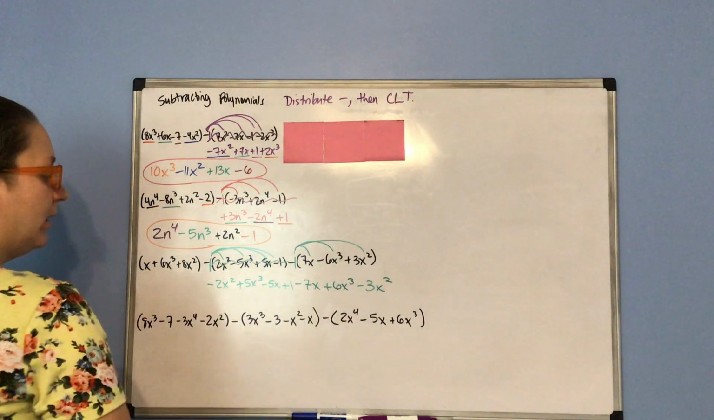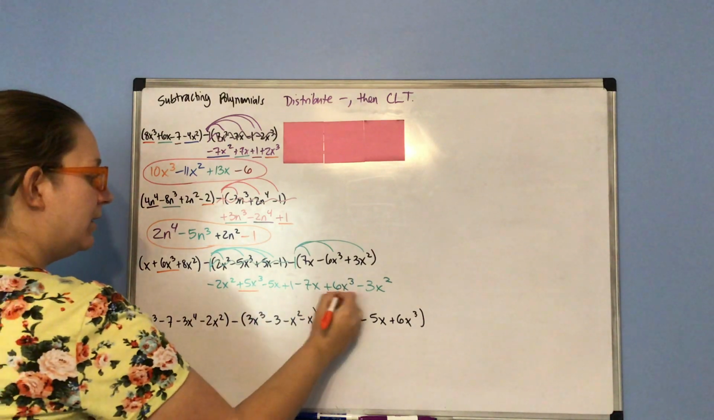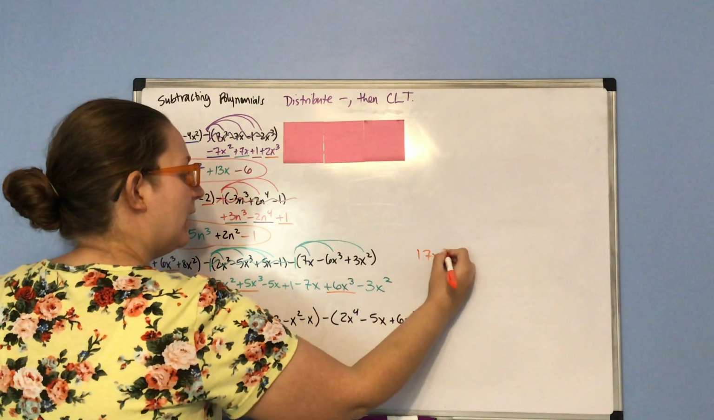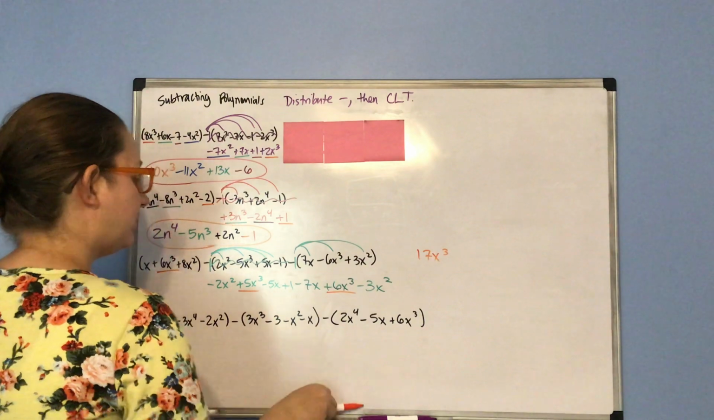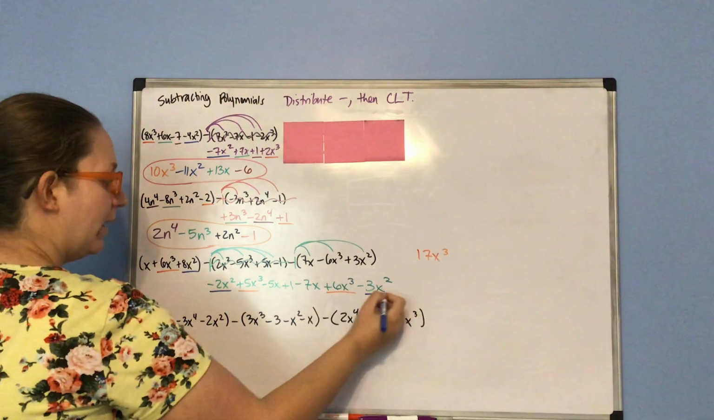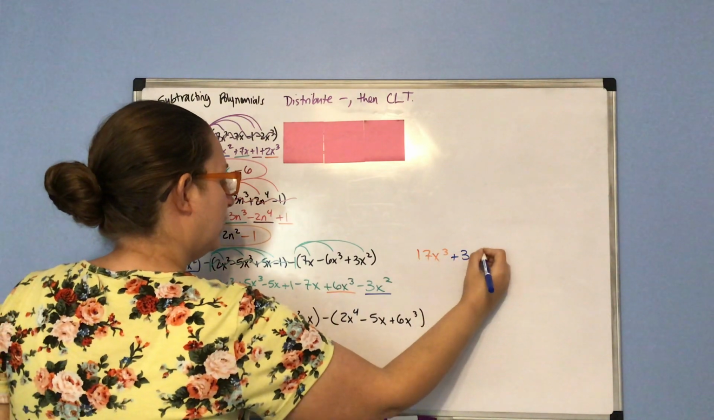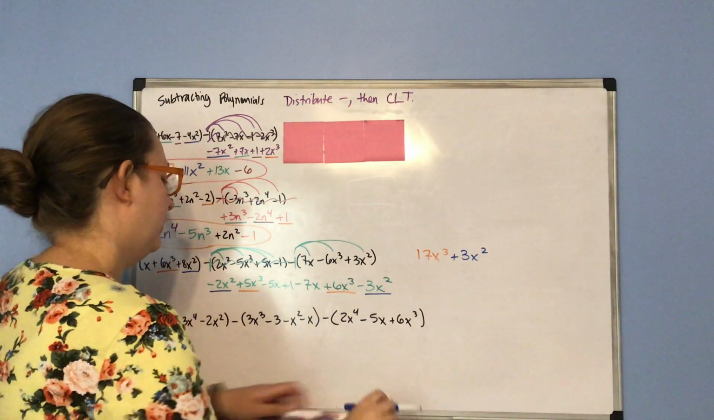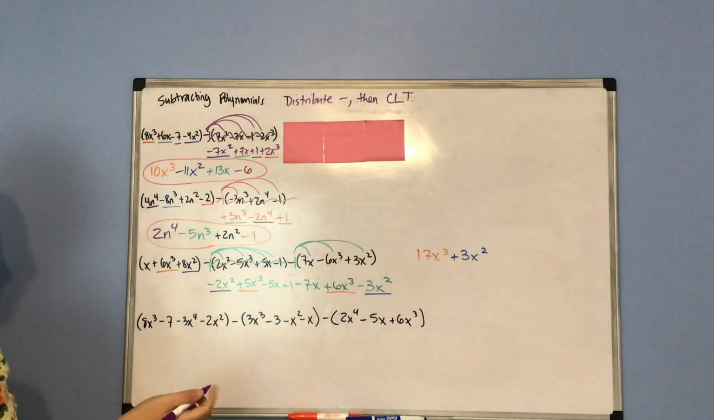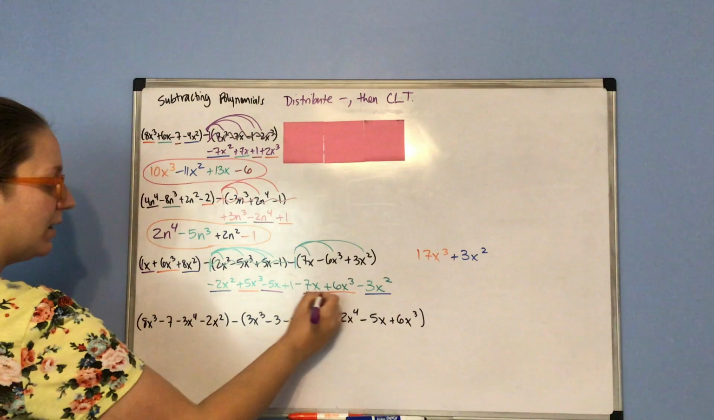Out of all of this, the highest exponent I see is 3. So I have 6x to the third, 5x to the third, 6x to the third. 6 plus 5 plus 6 gives us 17x to the third as part of our final answer. Squareds, 8 minus 2 minus 3 gives us positive 3x squared. By the way, you're welcome to use a calculator to help you with all your adding and subtracting if you would like. Regular x's. So regular x or 1x minus 5x minus 7x.